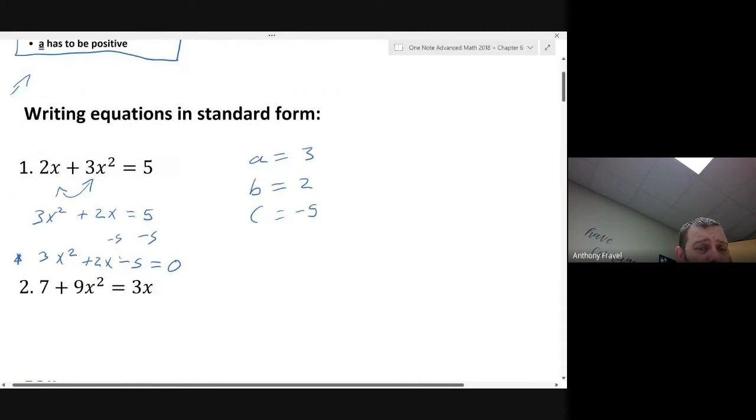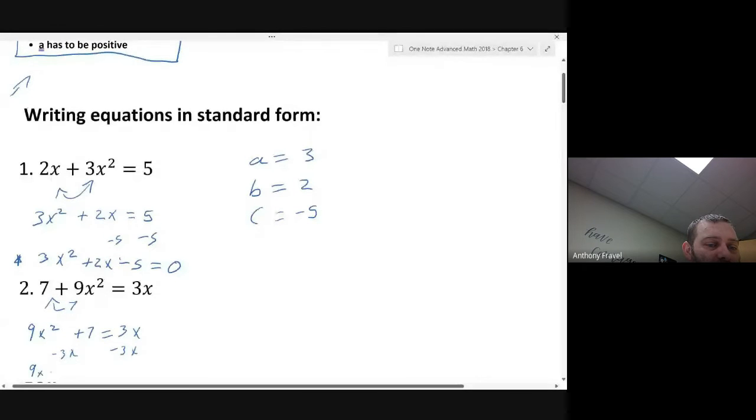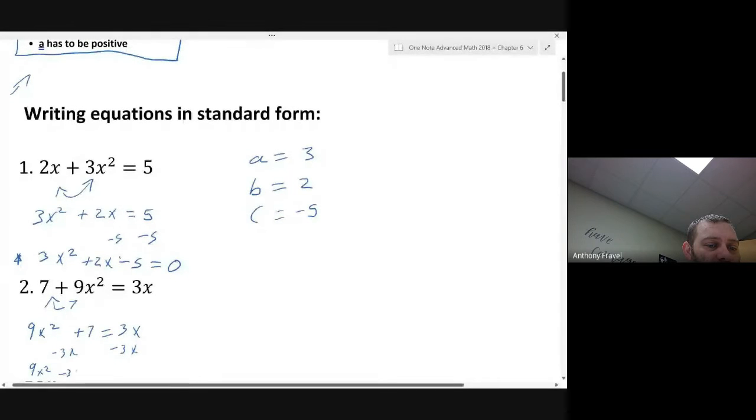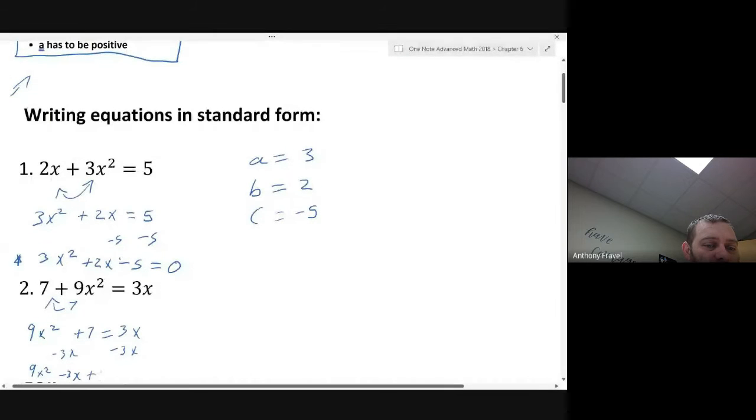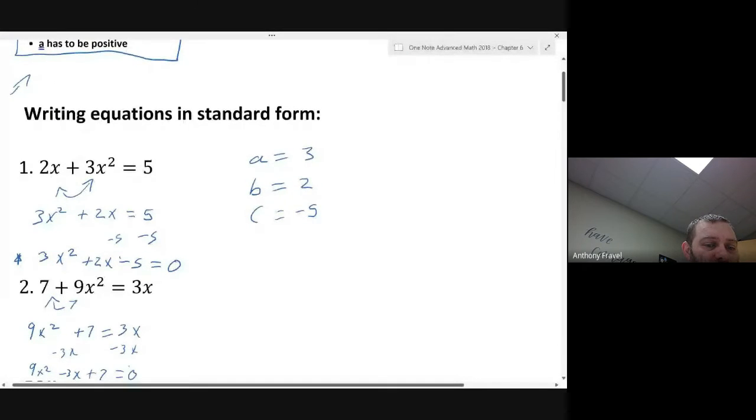All right, so for number 2, again, I've got these numbers. They're in the wrong order. I'm just going to reorganize them. I'm going to swap these two from left to right. So I've got 9x squared plus 7 equals 3x. I have to get it equal to 0 on one side, so I'm going to subtract the 3x from both sides. Minus 3x. I get 9x squared minus 3x plus 7 equals 0.